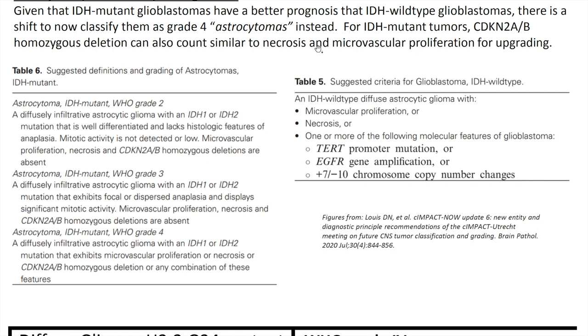And then suggested criteria for glioblastoma IDH wild type. An IDH wild-type diffuse astrocytic glioma with microvascular proliferation or necrosis, or one or more of the following molecular features of glioblastoma: TERT promoter mutation or EGFR gene amplification, or gain of 7, loss of 10 chromosome copy number changes.